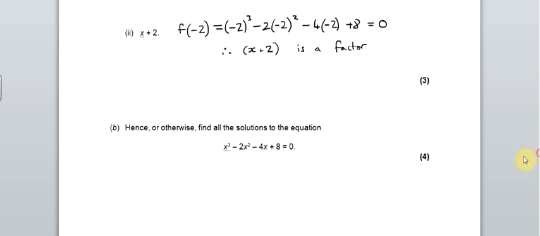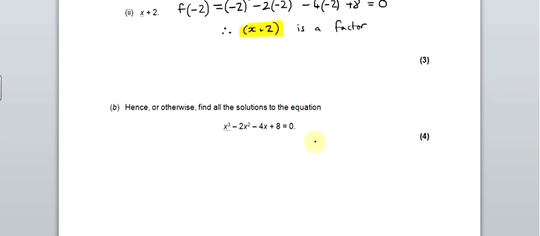So, hence or otherwise, find all the solutions to this equation. Well, we've just found a factor there. So if we divide this cubic by that, what we'll end up with is a quadratic, which we can factorise. So we are going to divide it. We're going to start with x plus 2, which we know is a factor, and then we're going to divide this cubic, x cubed minus 2x squared minus 4x plus 8.